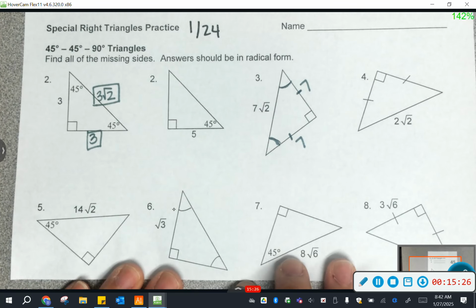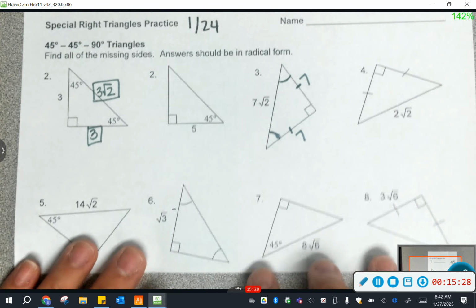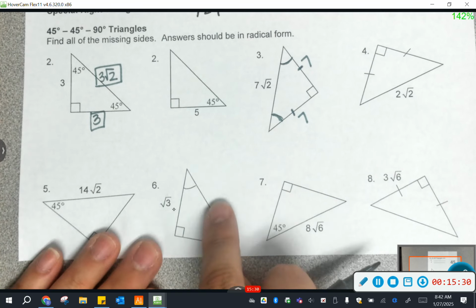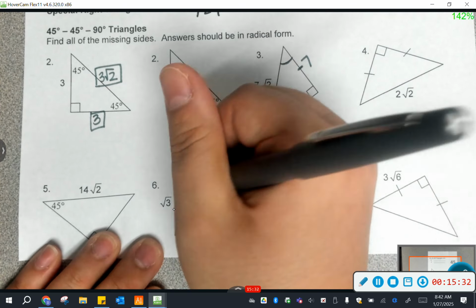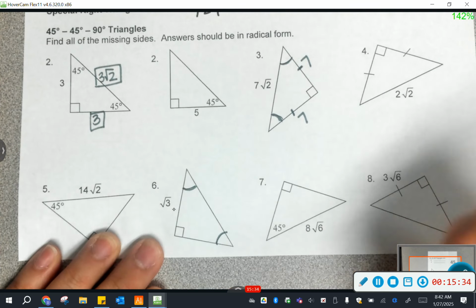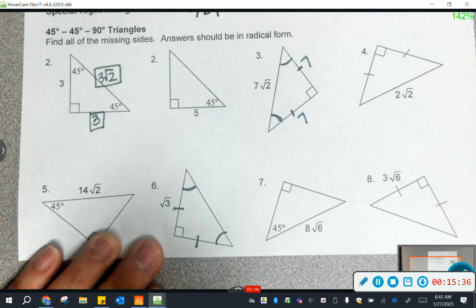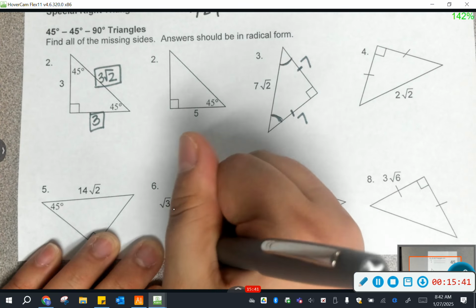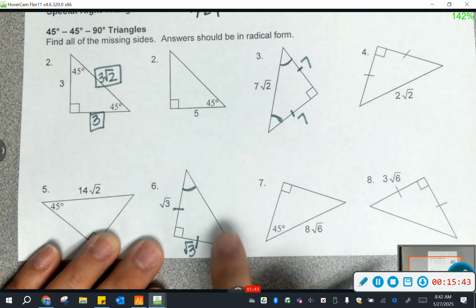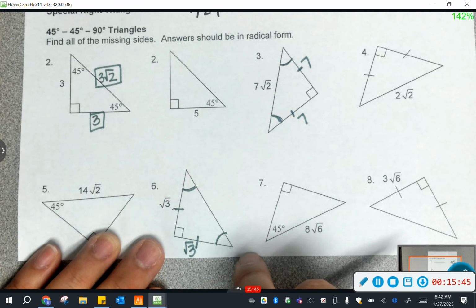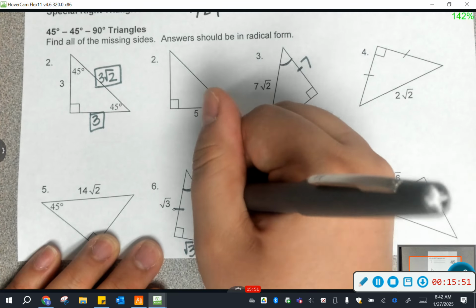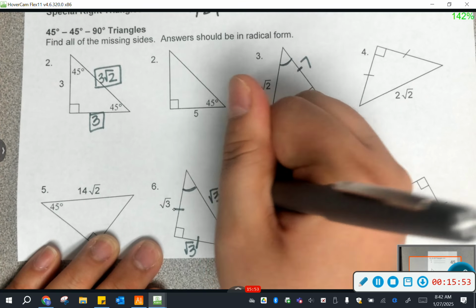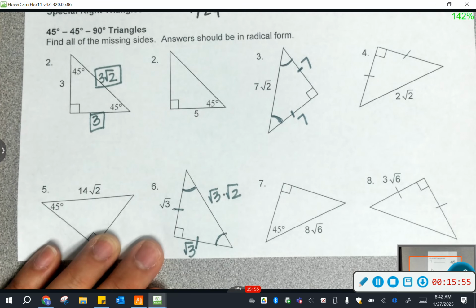All right? I'm going to skip 4 and 5. I'm going to do 6. If this is the square root of 3, again, it has the arches. So since those angles are the same, I know these are going to be the same. So what's the bottom? Square root of 3. Good. What is the diagonal? 2 square root of 3. No. 3 square root of 2. The square root of 3 times the square root of 2 is not 6.